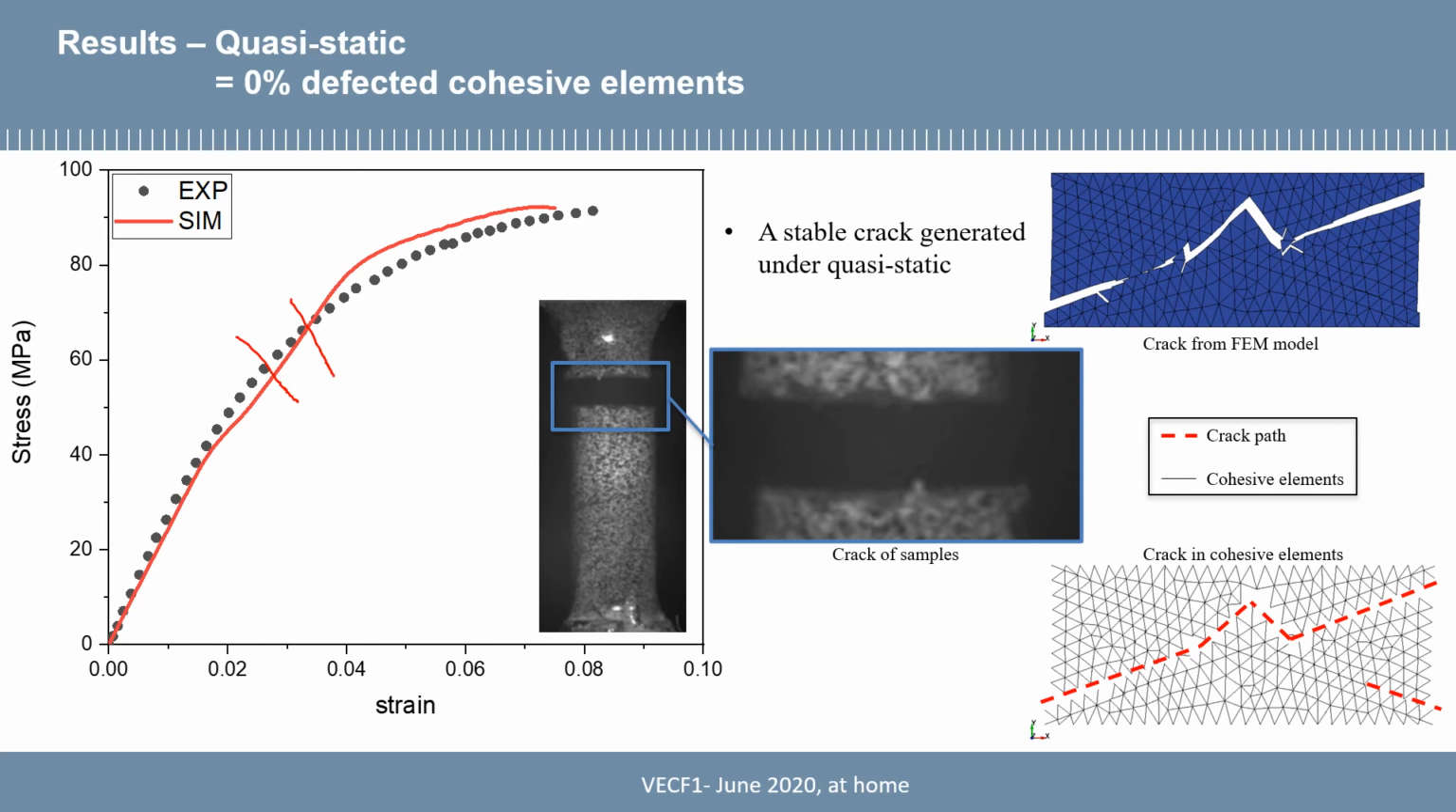With this, we can find that a very stable crack was found in both the numerical model and the experiments. So it's a good way, and this can be validated. Let's move to the high strain rate.